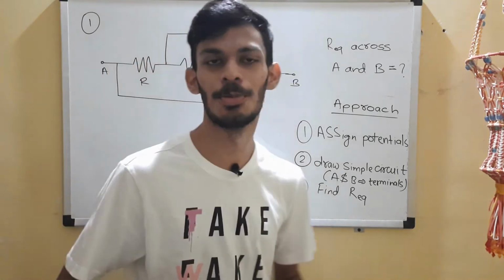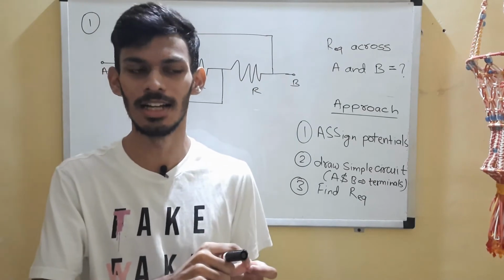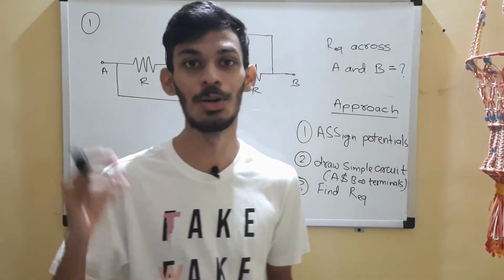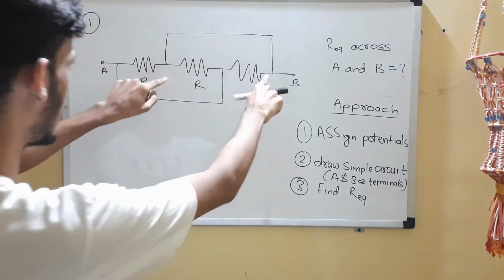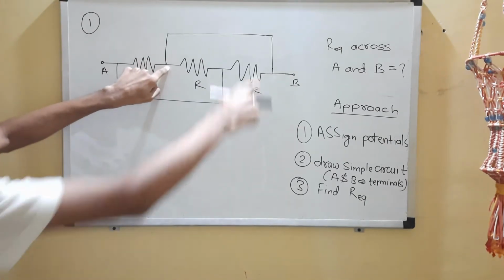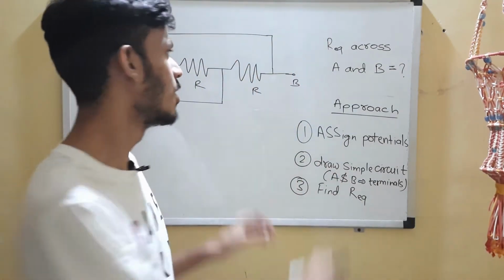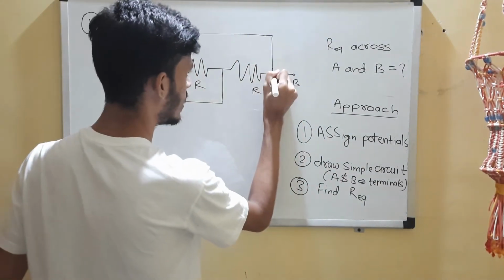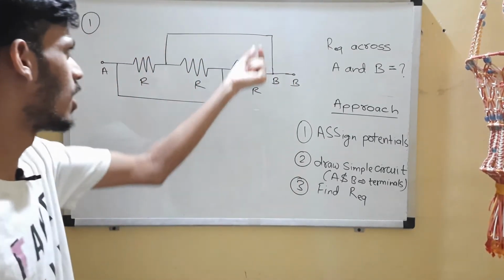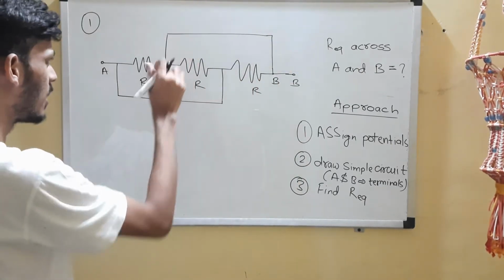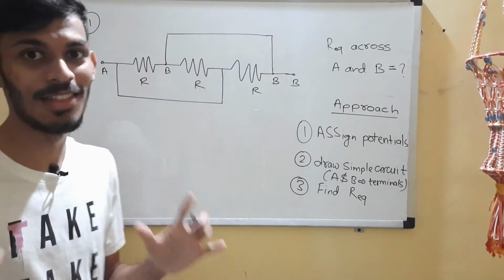One more point you are supposed to remember is that two points which are connected by a connecting wire will have the same potential. I'll repeat that: two points connected by a connecting wire will have the same potential. Here you can see that these two points are connected by a connecting wire, so they will have the same potential. There will be no drop across the wire. Suppose over here we decide the potential as B. Then here also the potential will be B, here also it is B, and here also it will be B.